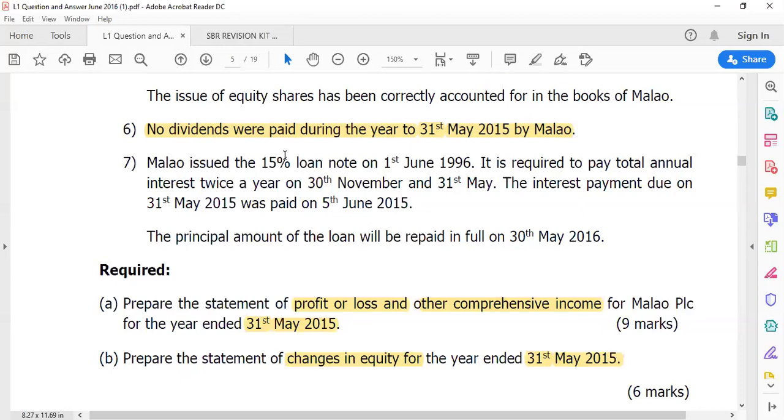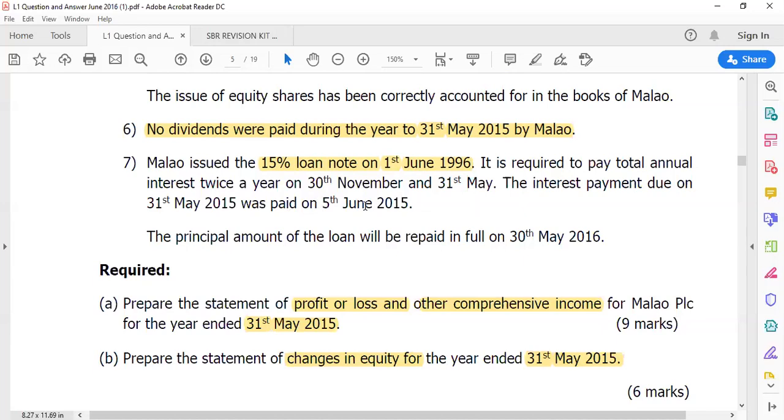Let's go to note number 7. Malawi issued 15% loan notes on 1st January 1996. It is required to pay total annual interest twice a year on 30th November and 31st May. The interest payment due on 31st May 2015 was paid on the 5th of June 2015. We don't care. You see, the examiner is telling you, I don't know why these examiners think students are blind.